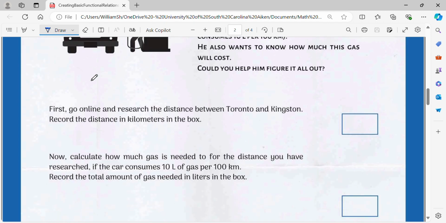So we could first go online and research the distance between Toronto and Kingston and record the distance in kilometers in the box. So pause the video and see. Maps here. And I'm going to go Toronto, in Canada, hit directions, and then Kingston. Okay, so from Toronto to Kingston looks like 8.6 kilometers.